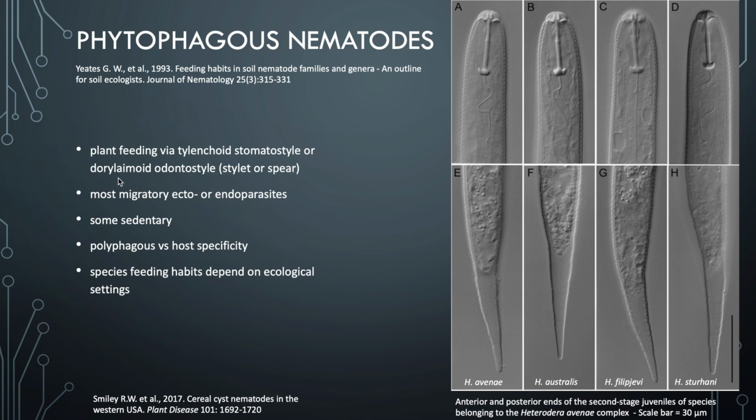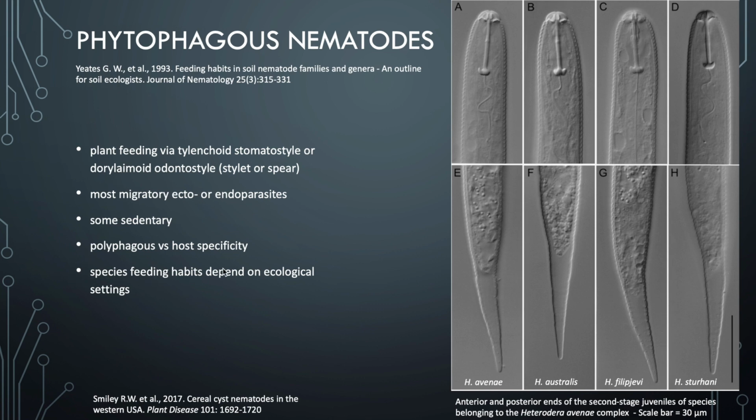Most are migratory ecto or endoparasites, so they either live on the outside of the plant root or inside of the plant root, and only some are sedentary where they do not move. They might be polyphagous, so that means consuming various plant species, as opposed to being host-specific, where they will only parasitize one plant species or a family of plants.